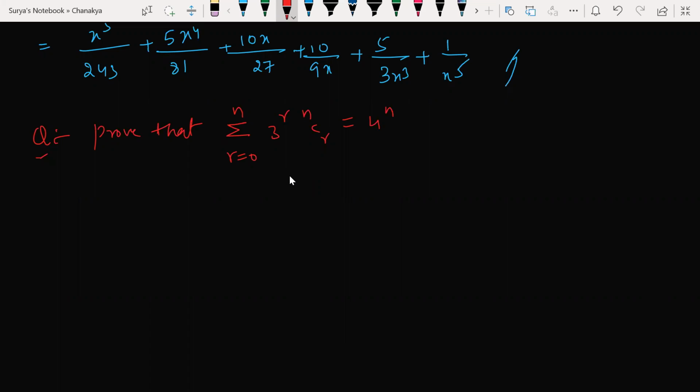Yes, please. So how can we solve this question? Look at this here, by binomial expansion. See, here we need 4 to the power of n. How can we prove this?